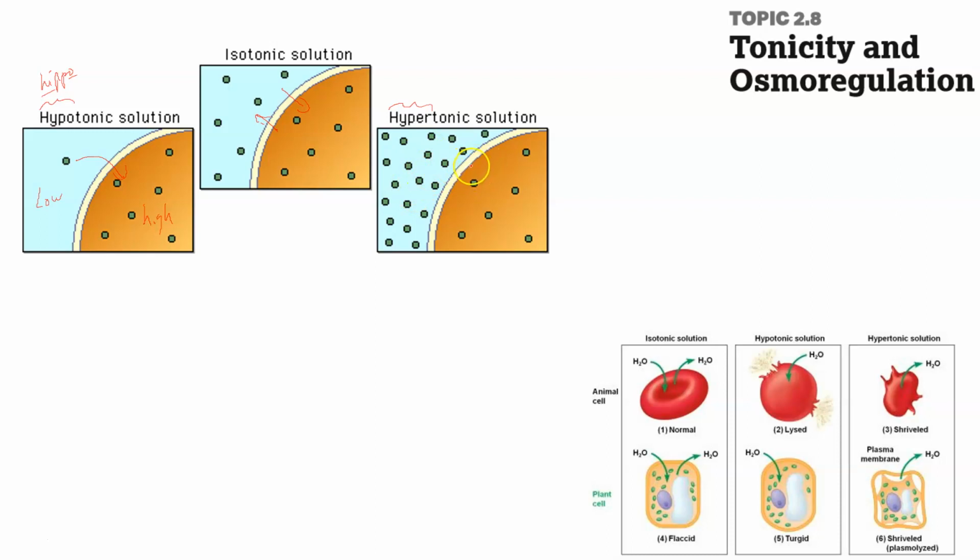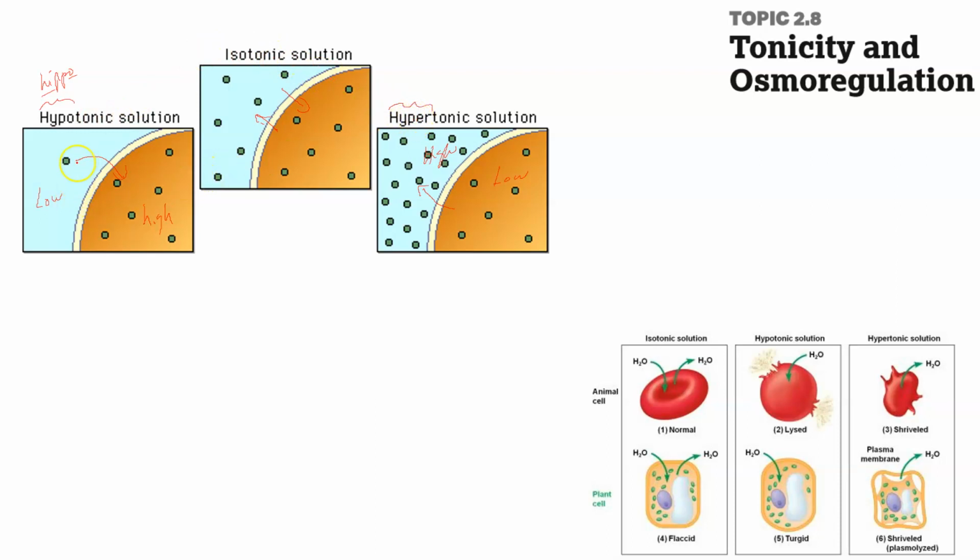If you look inside the cell here, this orange part and yellow part, there's a lower concentration of solute, and a higher concentration out here. So you're going to notice that water is going to want to move out of this cell, and the cell is going to shrink, or shrivel. These are three words you need to know: hypo, iso, and hypertonic.